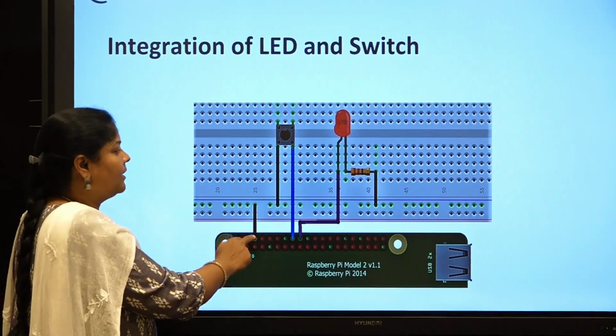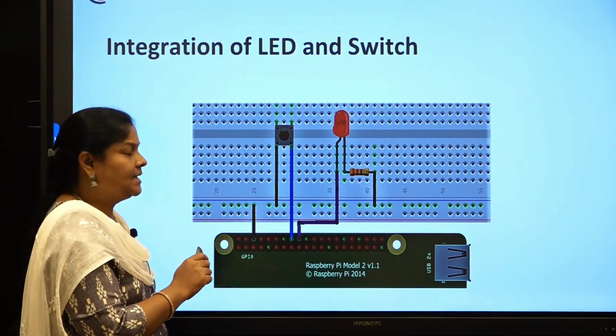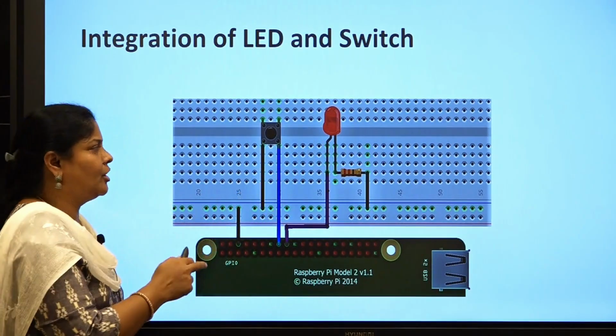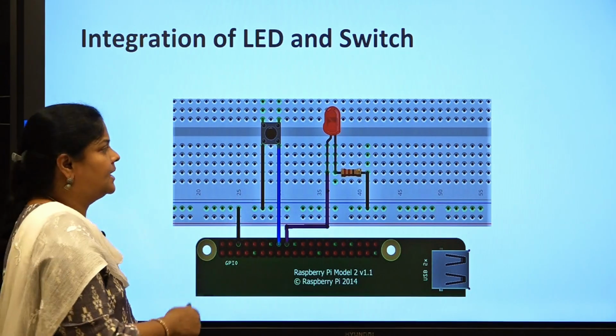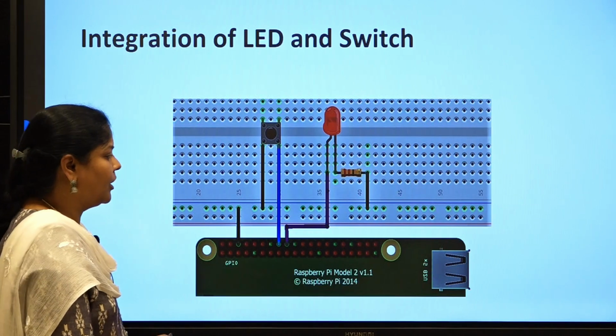So, we are writing this program. The previous program was only using just LED. We have written the program and then the output was whether the LED is on or off. But here we are taking switch as another sensor. Depending upon the input of the switch, the light will glow on and off.